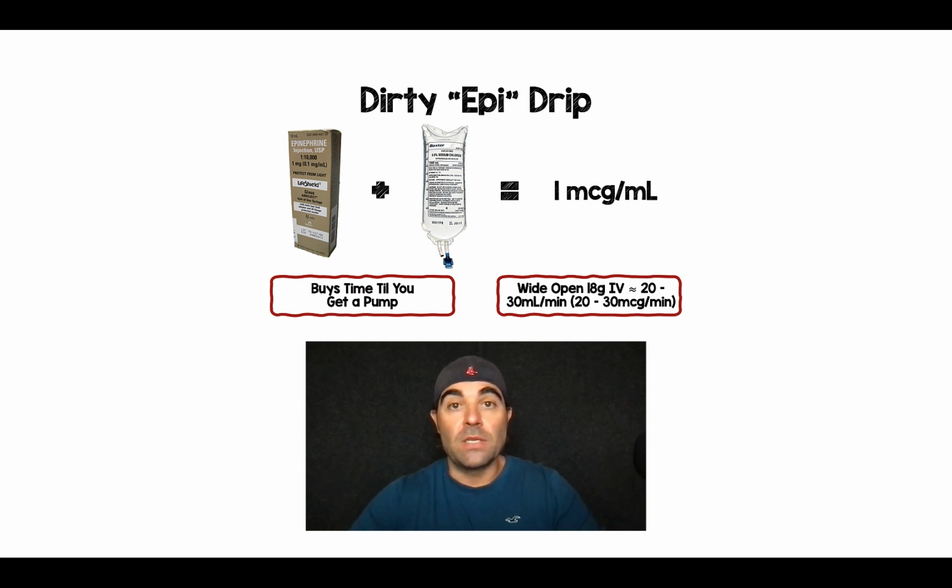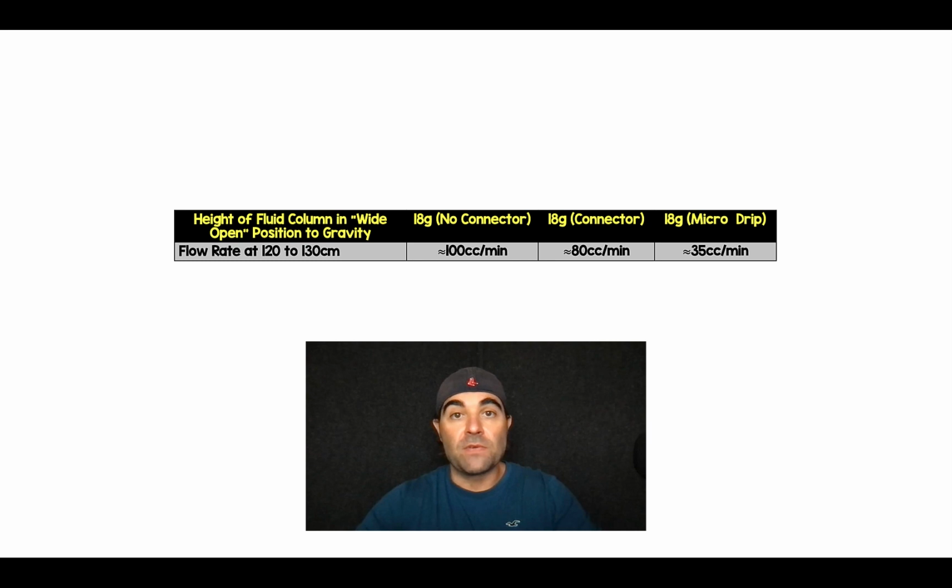But if you're going to do it, my preference is through a micro drip setup, not just connected to a regular IV. And the reason for this is that through a micro drip setup, when you put the bag of fluid about 120 centimeters above the patient, your flow rate to gravity will be about 30 to 35 cc's per minute. If you connect this bag of fluid at about 120 to 130 centimeters above the patient to just the IV itself, this is going to get you closer to 100 cc's per minute.